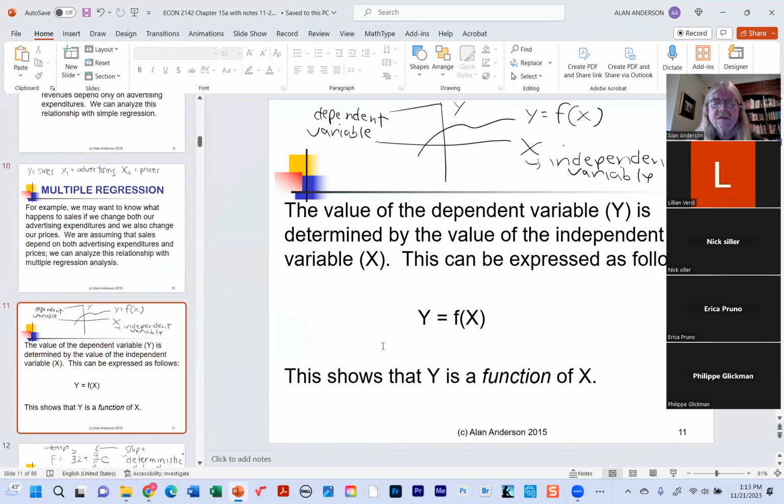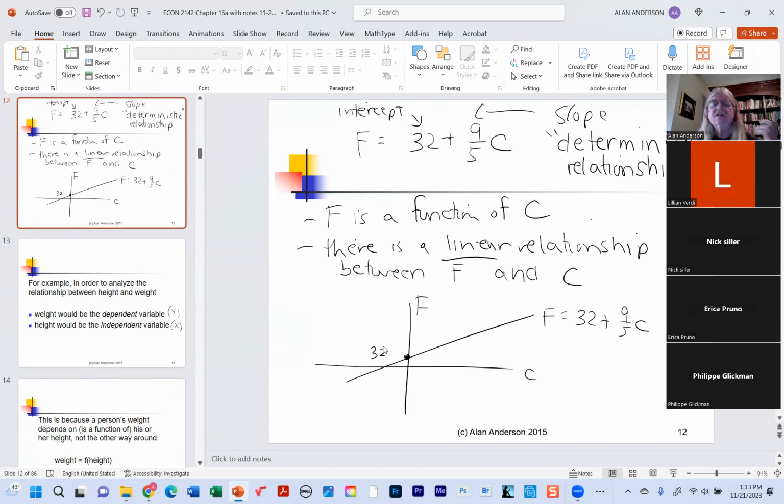Compare this to, here it is, the relationship between the temperature in Fahrenheit and Celsius. If you look at it carefully, you'll see that this is nothing but a straight line, where the intercept is 32 degrees and the slope is 9/5, which means that every time this temperature in Celsius goes up 1 degree, the Fahrenheit temperature goes up 9/5 of a degree, or 1.8 degrees. And that never changes. There's no exceptions.